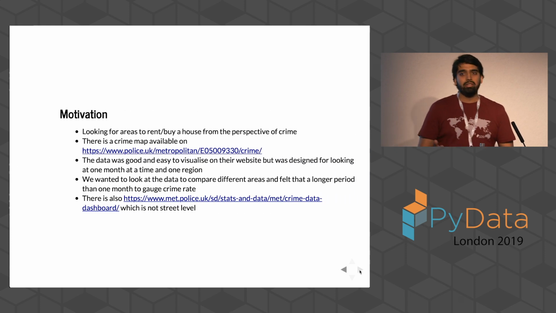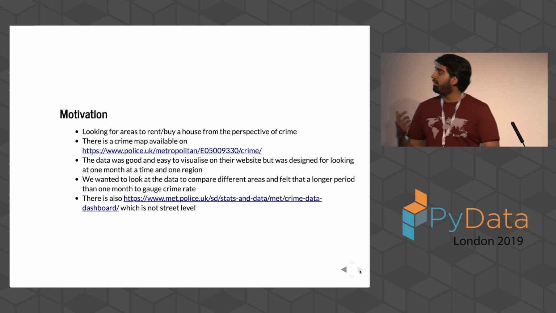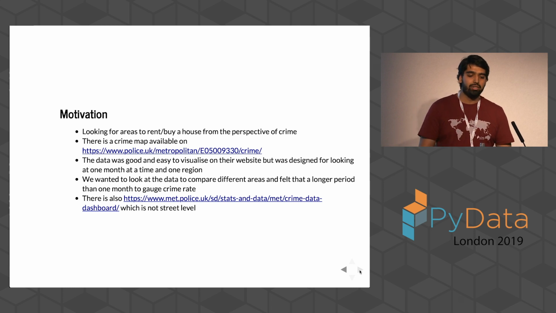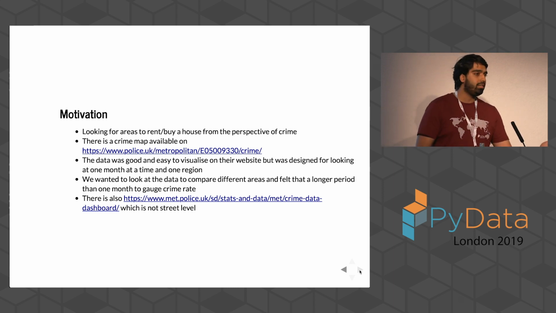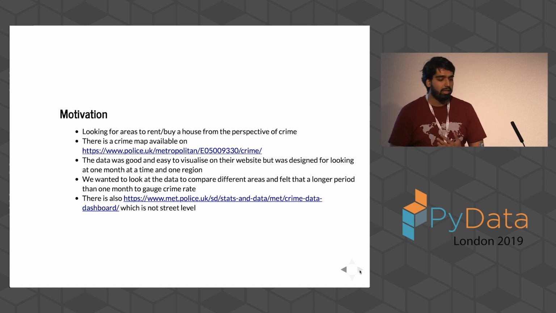Cool. So what's the motivation? Well, it was me and my partner who did this very quick thing, but we're looking to rent or buy a house. So we want to find places which have slightly lower crime, or find streets specifically which have lower or higher crime, and make a decision from there.